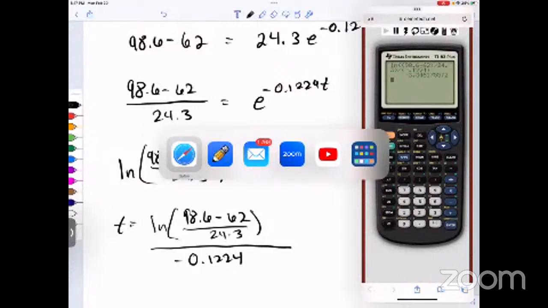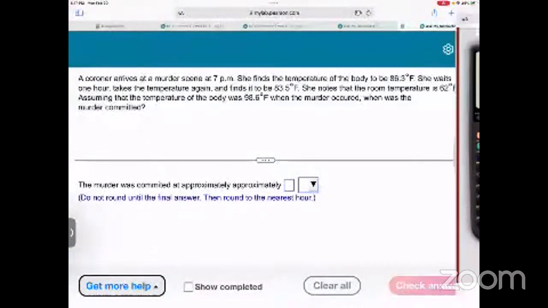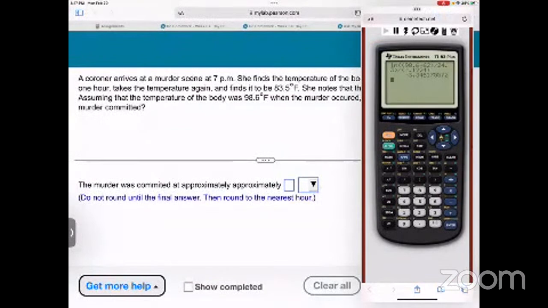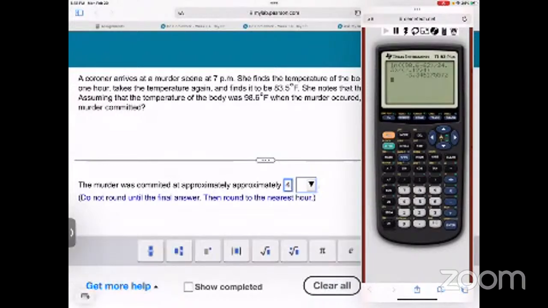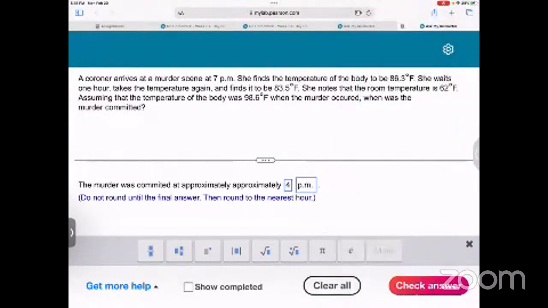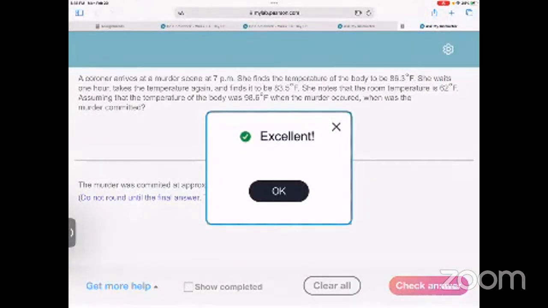Then round to the nearest hour. I guess the nearest hour is 4, right? Because the nearest whole number is 3. So 3 hours earlier would be 4 p.m. So approximately 4 p.m. Okay, it's actually a little bit before 4, but they say the nearest hour.